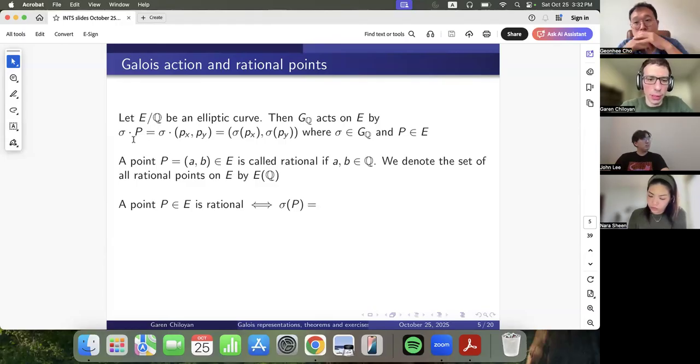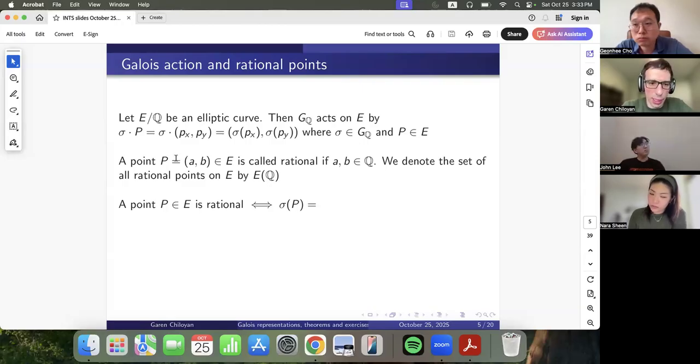So if you have an elliptic curve, you have a point P, let's say P_x is the x coordinate and P_y is the y coordinate. This group action: if you take a Galois automorphism, meaning an automorphism of Q-bar that fixes Q, an element of G_Q, you have a very natural, obvious group action, sigma times P. You just take the Galois automorphism on the coordinates. And from there, you have a group action of G_Q on E. So that's very nice.